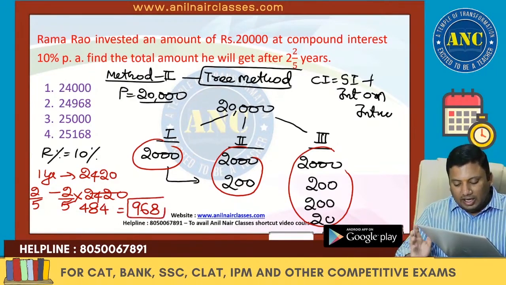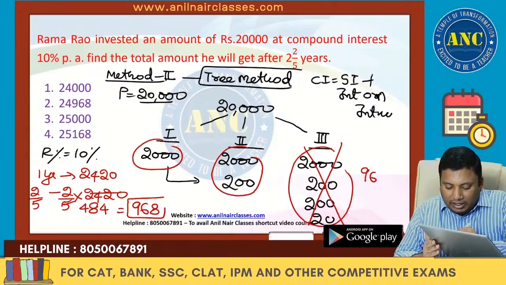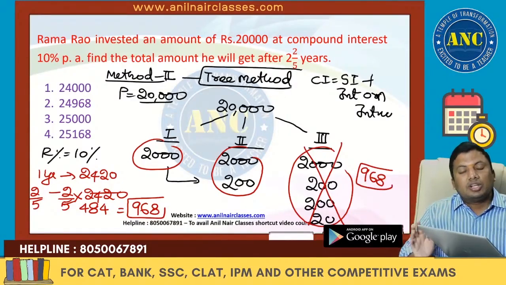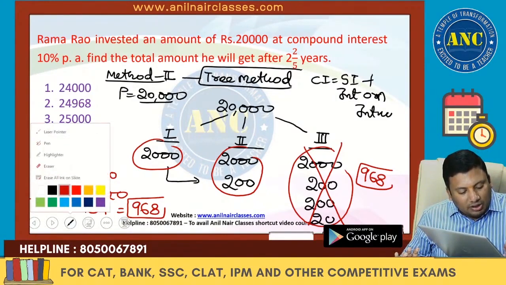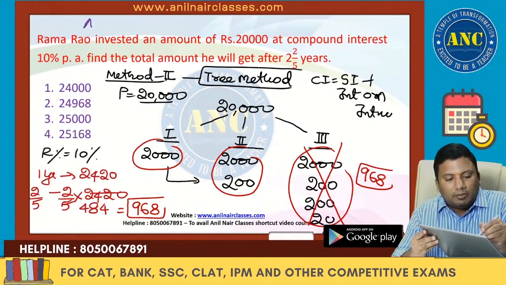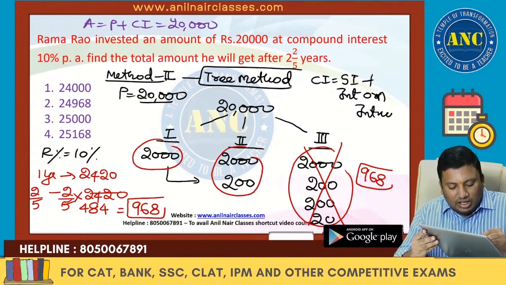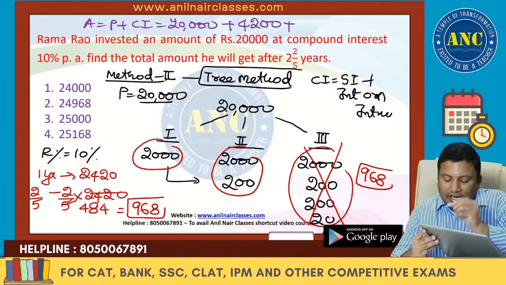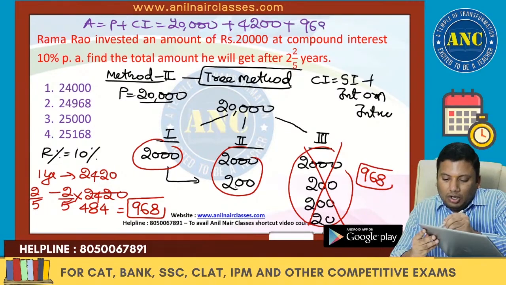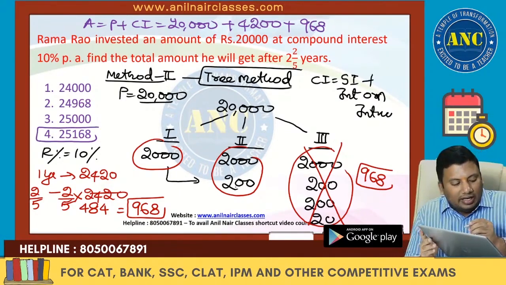I hope it is clear. Instead of taking the full third year, it is 968 because it is 2/5 of a year. Now what we require is the total amount. Amount is principal plus compound interest. That is 20,000, total compound interest is 4,200, for the third year instead of 1 year it is for 2/5 of a year. Answer is 25168. I hope the idea is clear.